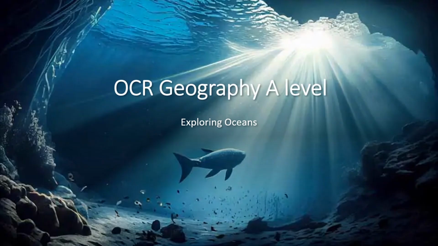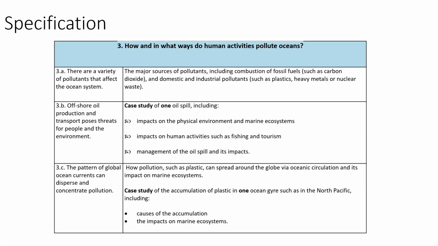Today we're looking at the Exploring Oceans unit, which is part of the OCR Geography A-level specification. And we are focusing on question 3, how and in what ways do human activities pollute oceans? And there's 3 key parts to this.